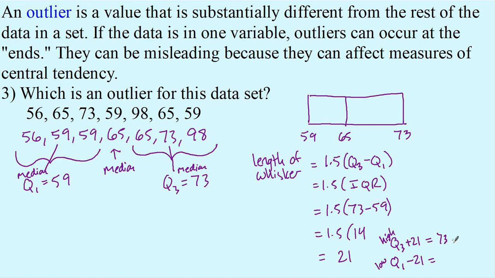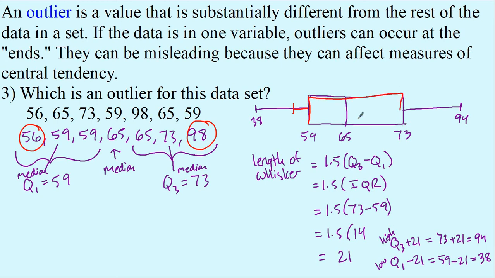So do 73 plus 21. We get 94. We get 59 minus 21, and we get 38. So technically, my whiskers can go out as far as 38 and as far as 94. However, in my data set, the smallest I really go is 56, and the largest I go is 98. So really, my whisker would go here. Then you would have your box.